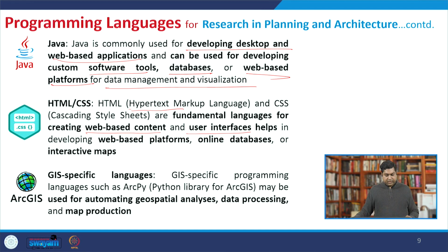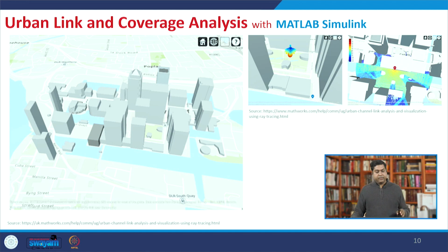Next we have GIS specific languages, where GIS we are definitely using, especially in planning for spatial analysis. GIS specific programming languages such as ArcPy, which is basically an integration of a Python library for ArcGIS, may be used for automating geospatial analysis, data processing and map production. So, you can create those kinds of things very easily. Now, in the next few slides I will show you some such applications, and if you are interested, I have also given the URL for all these images that I have picked up.